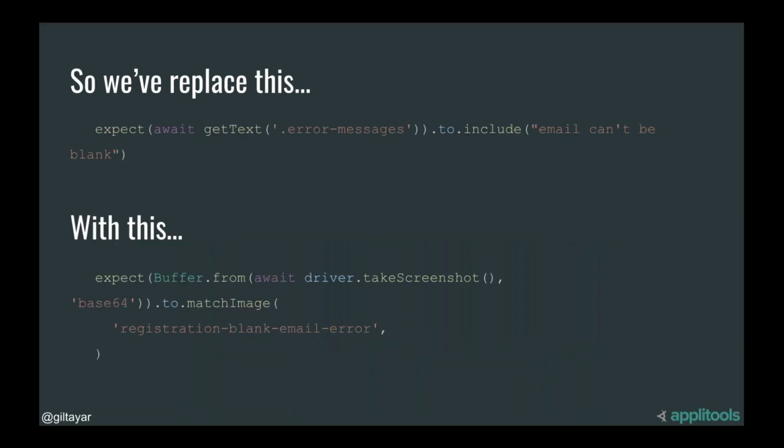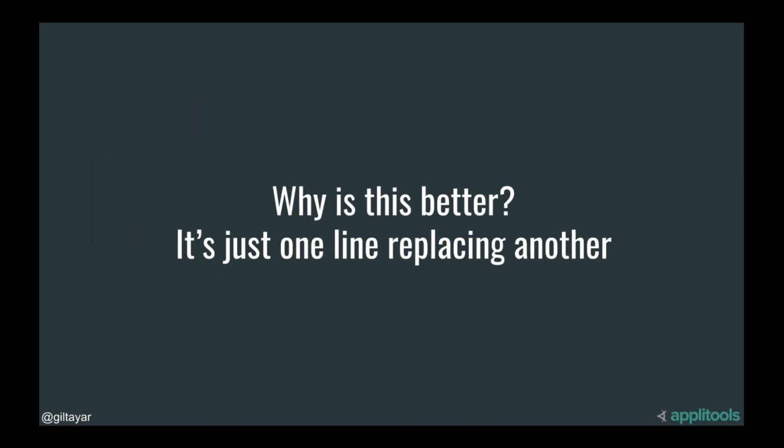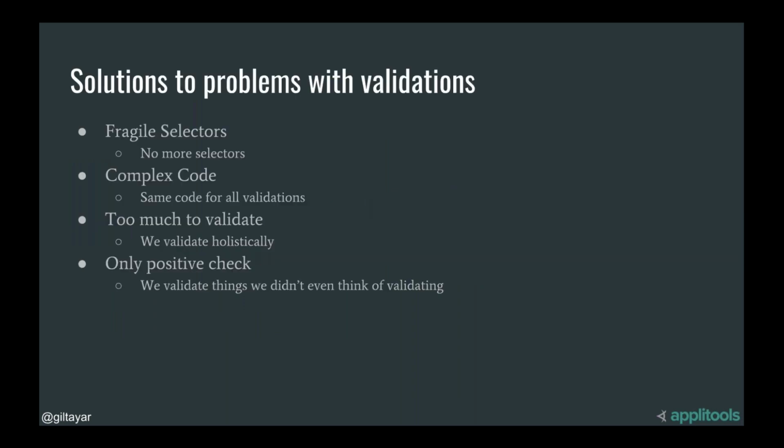Great. So we've replaced one validation, which is checking the error messages to include email can be blank, with another one, which is expecting the screenshot to be similar to the previous screenshot. That's not better. That's just one line replacing another. But it is better, as we said. It solves the fragile selectors problem. I don't need any selector for validations.